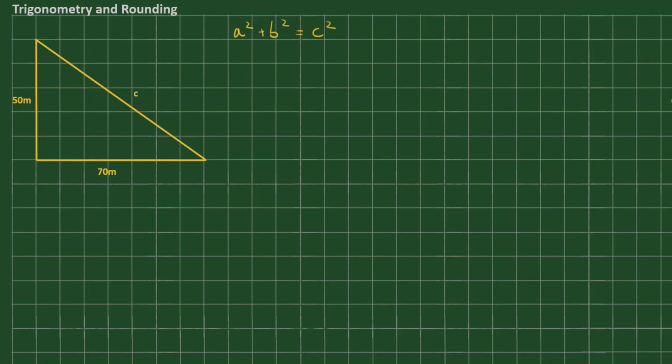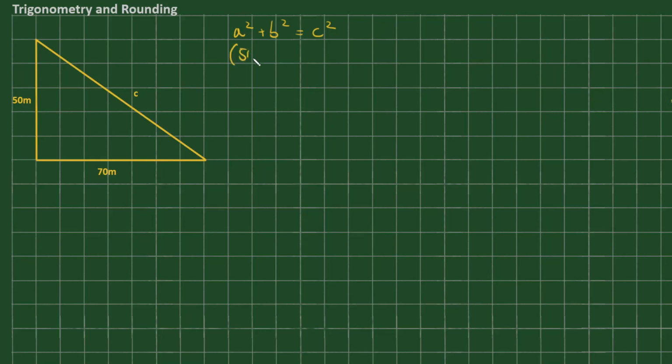Hello good people, I'm going to talk about trigonometry and rounding. So we are given this triangle and we need to calculate the length of the hypotenuse, side C. We are given the lengths of the two other sides, 50 and 70 meters respectively. So as usual, I'm going to use Pythagoras theorem to solve this.